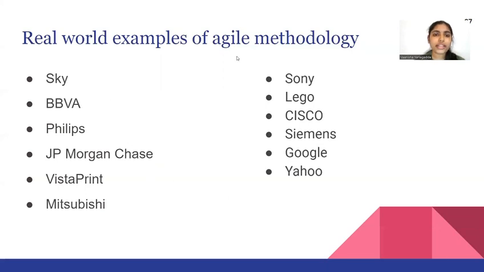Here are some real world examples of Agile methodology. Many companies use Agile methodology in some cases, like Sky, BBVA, Philips, JP Morgan Chase, even Intel, Google, and Yahoo. So we can say many companies use Agile methodology. It's very efficient for smaller scale projects.